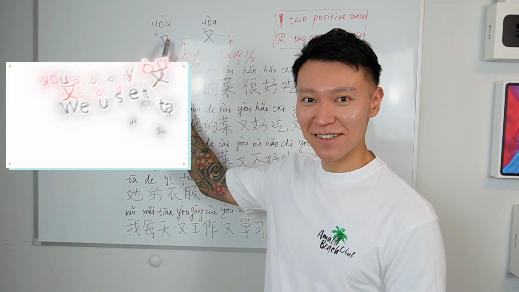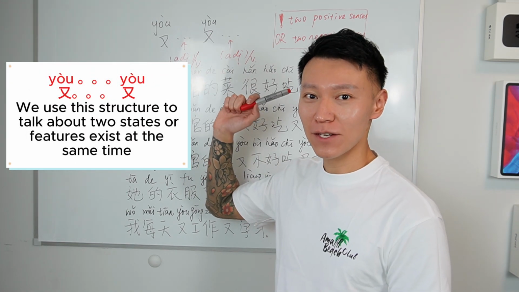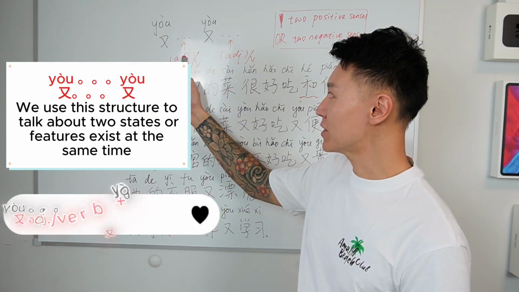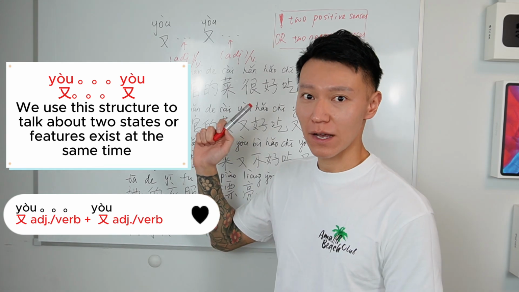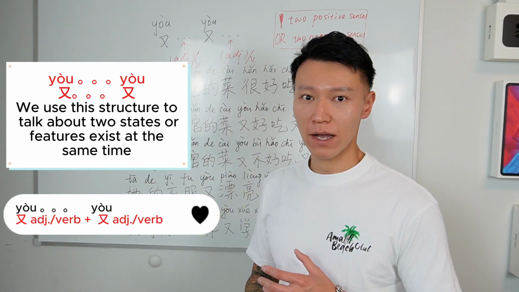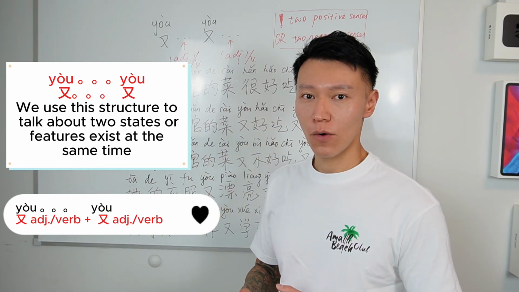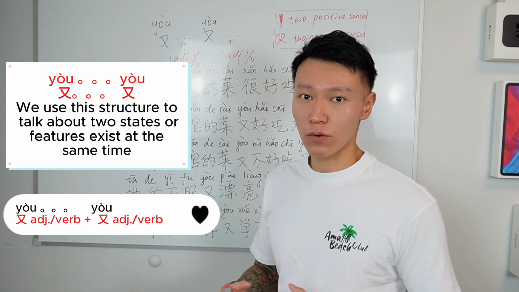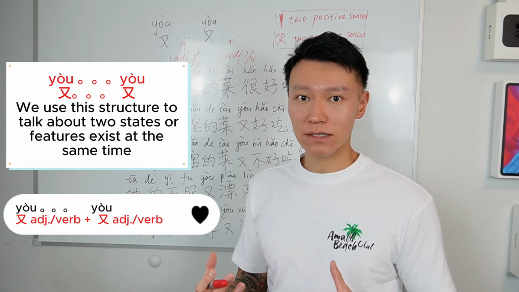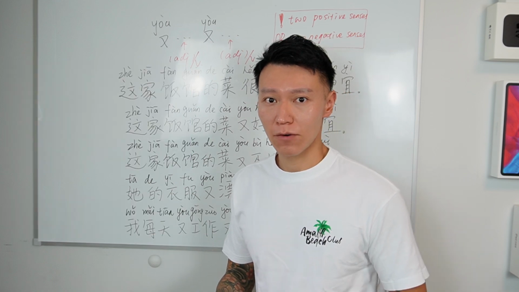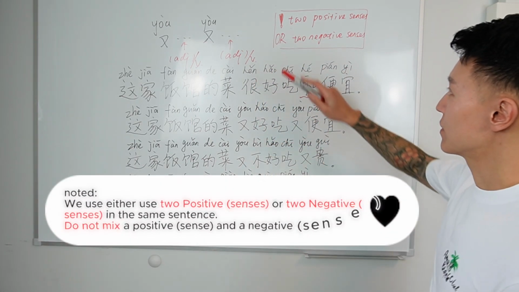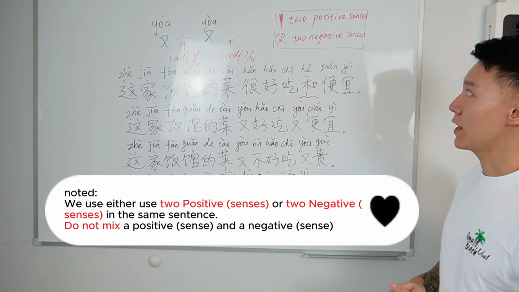In today's video, we're going to talk about a structure: 又...又... (yòu... yòu...). And usually we put adjectives or verbs after 又 to talk about states, or let's say two features that exist at the same time.